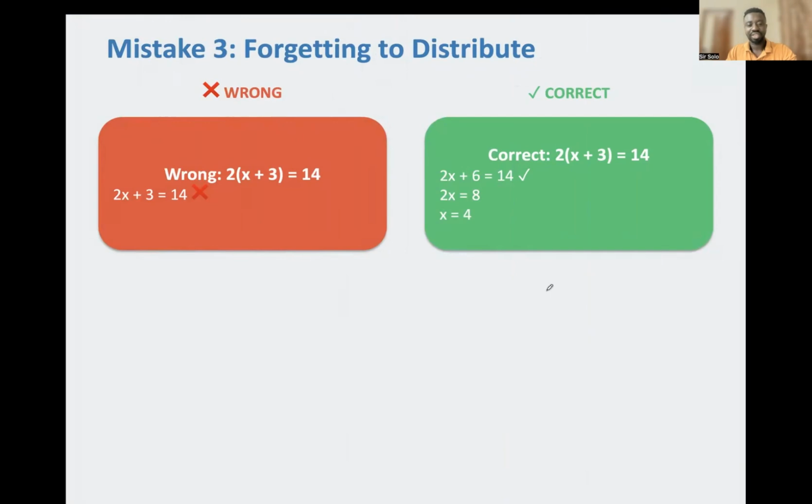And don't forget to do the right distribution. So if you multiply 2 by x plus 3, we have 2x, but you didn't also multiply 2 by 3. So you just got 2x plus 3, and you get a wrong answer. The correct answer must be 2 times x and 2 times 3, so you get 2x plus 6. Good.